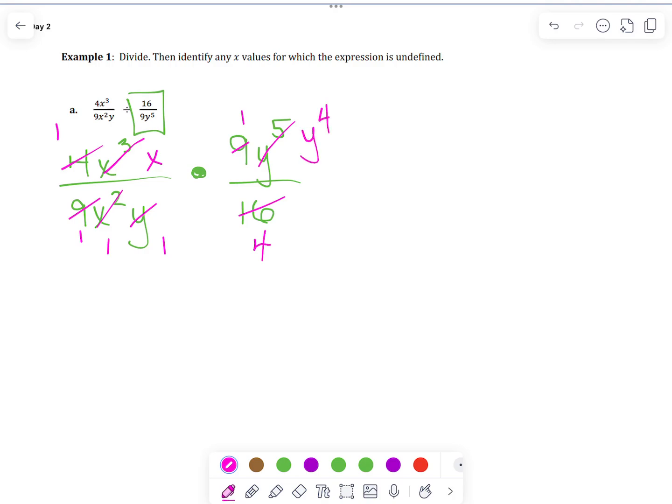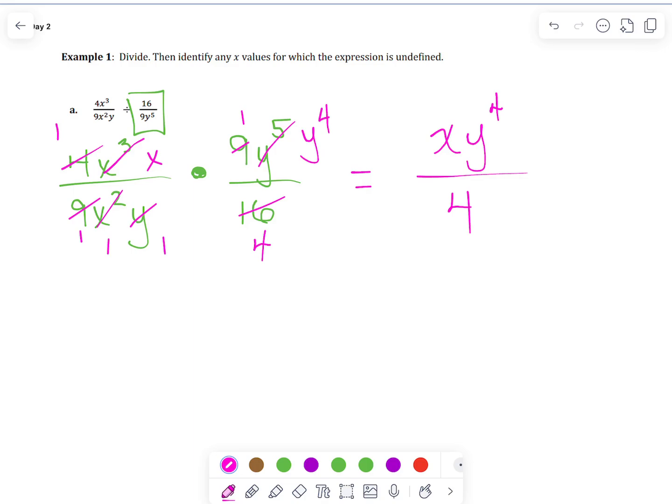So now what's left? We have a 1, an x, a 1, and a y to the fourth in the numerator, so that becomes x y to the fourth. In the denominator, we have a 1 times a 1 times a 1 times a 4, which is a 4.